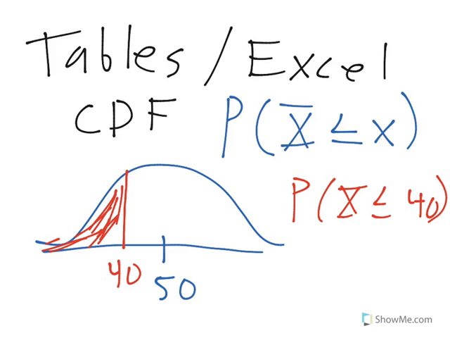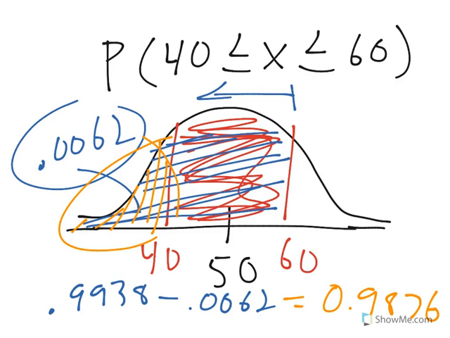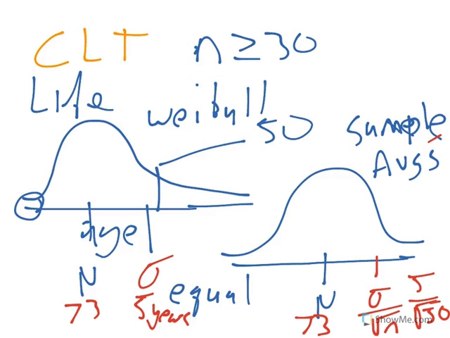If we're doing less than, that's that one. If we're doing greater than, same thing: you still find the norm, and you subtract it from 1. And if you're doing between, same thing. So nothing changes once you have your new standard deviation.